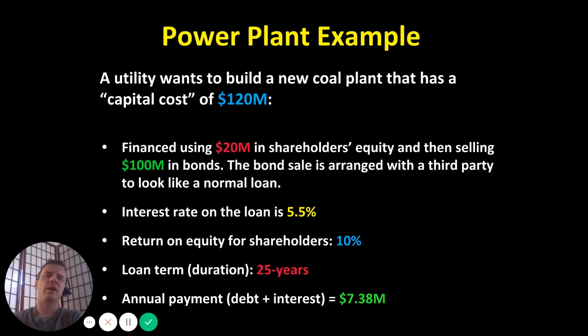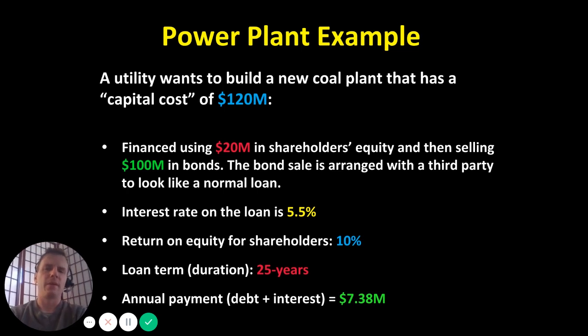So let's try a different example that's a little bit more applied, in terms of a specific power plant. So last time, all we talked about is where a utility would get money to build a power plant. And this time, we're going to really plug in some numbers to evaluate the economic or financial performance of the power plant. So let's say that a new coal power plant has a capital cost, again, that's like the sticker price, of $120 million.